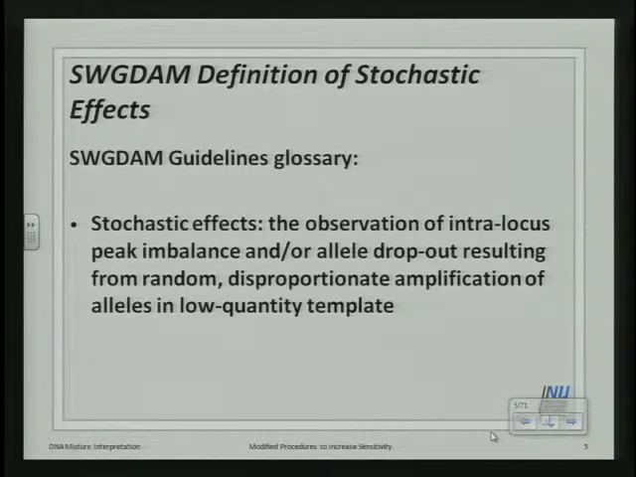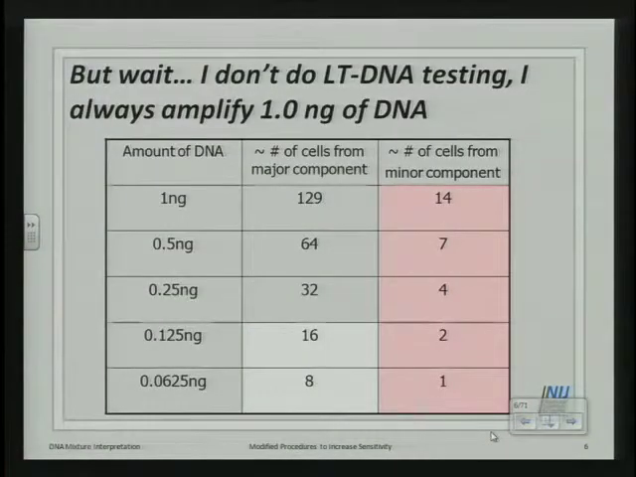So in the definitions in the SWGDAM interpretation guidelines, the definition of a stochastic effect is the observation of intralocus peak imbalance and/or allele dropout resulting from random disproportionate amplification of alleles in low quantity template. But wait, I don't do low template testing. I always amplify 1 nanogram of DNA.